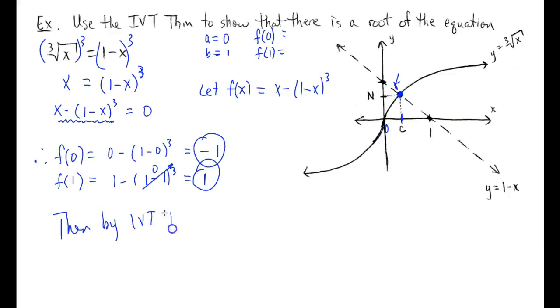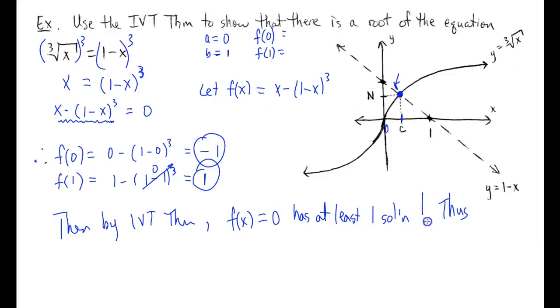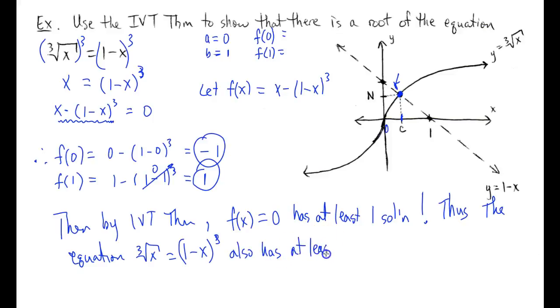then by the intermediate value theorem, we can conclude that there is a solution, or there is a root to this equation here. And so we'll state it like this. So then by intermediate value theorem, we know that this has at least one solution. Thus, the equation, and then we'll just write out what that equation was, also has at least one root.